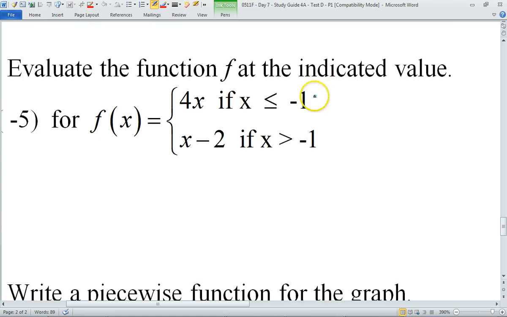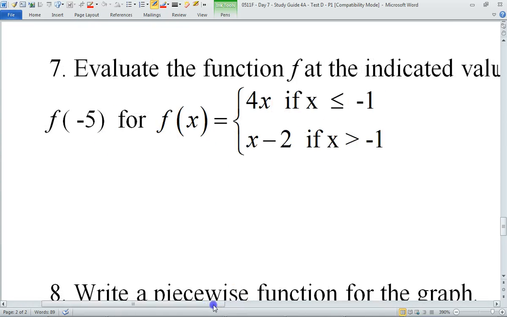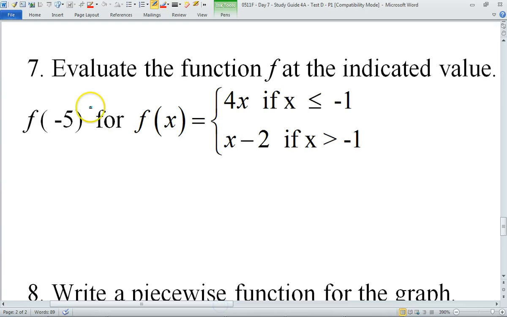Okay, moving on to number 7. Evaluate the function. All right, evaluate means we're just going to plug it in. Are you going to give me 2 answers for this, you guys? No. No, do not give me 2 answers, only 1. So which one of these expressions am I going to plug into? 4x. How do I know to use the 4x? Because it's less than or equal to.